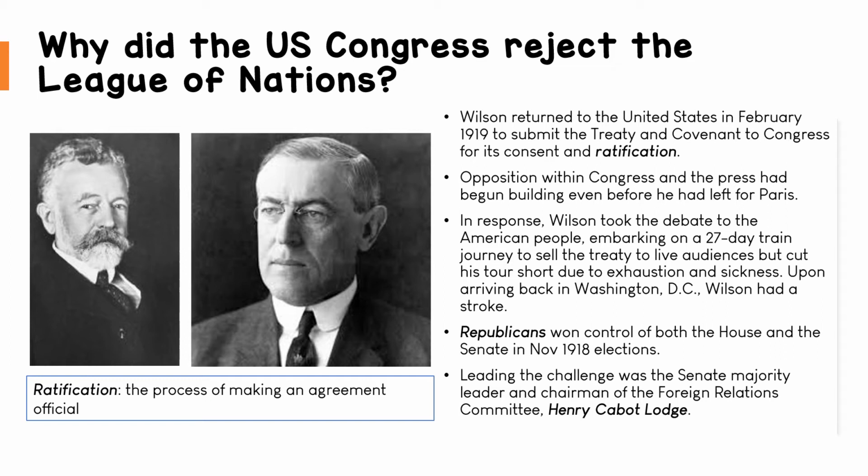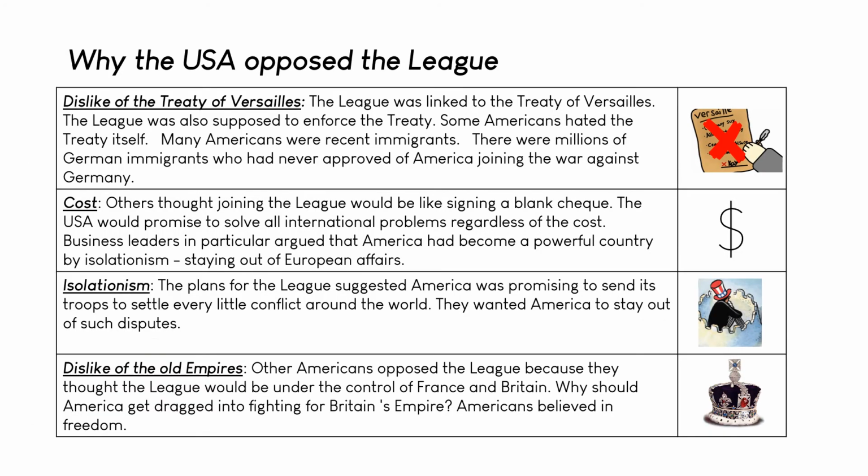And the leader, say, of this opposition was the Senate Majority Leader, who was also the chairman of the Foreign Relations Committee, who was Henry Cabot Lodge. You can see his picture there. He was the main person that headed this movement against the League of Nations.